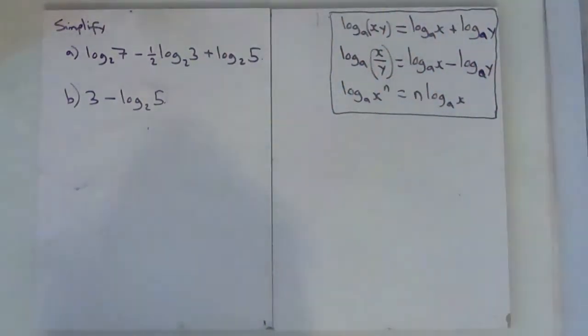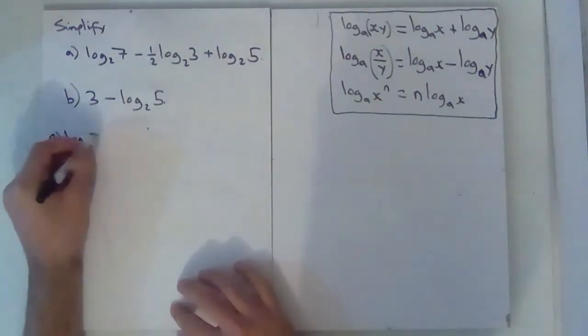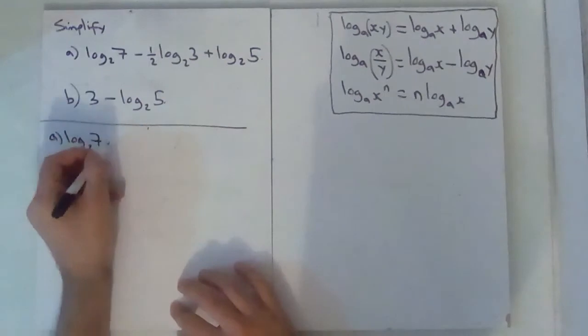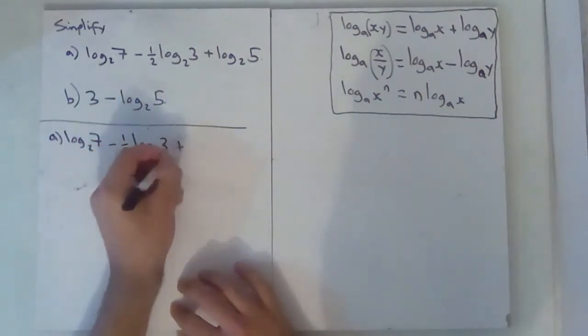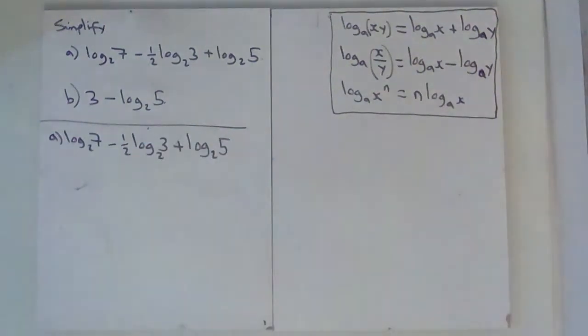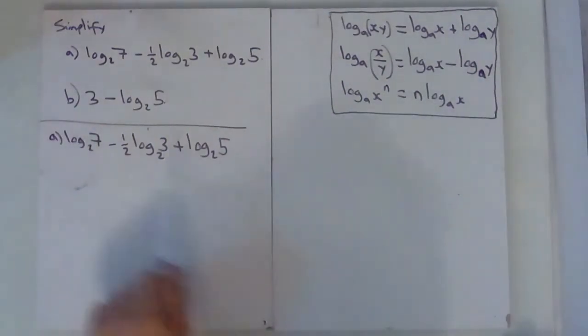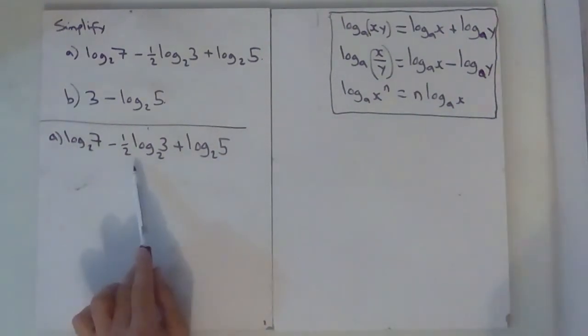So part A, log base 2 of 7 minus a half log base 2 of 3 plus log base 2 of 5. The good news is everything's already in the same base. Our a is 2 for all of this, so that's fine. Looking at it, you've got a log of something minus the log of something else plus a log of something. This half is an issue which we'll talk about in a sec.